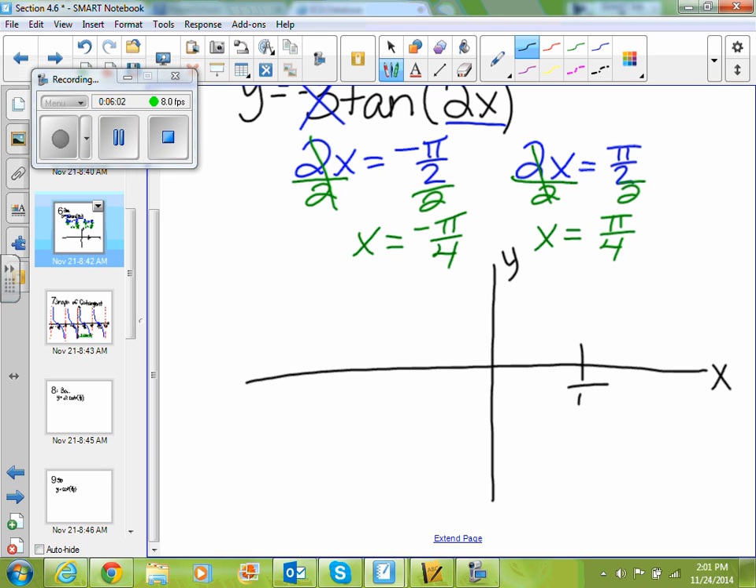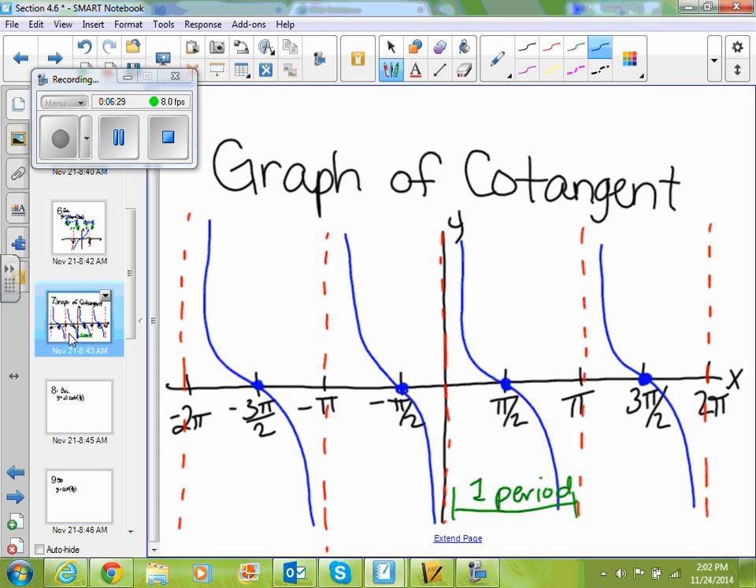Then I know my furthest point to the right is positive pi/4. Furthest point to the left is -pi/4. We cross through 0. These become my asymptotes. So I start down and end up. Alright, so those are tangent graphs.